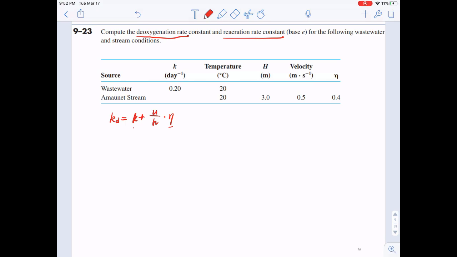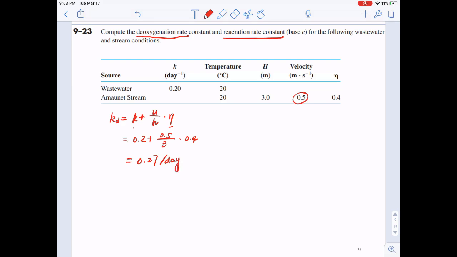So if we find out these parameters from the table here, we can plug in k equal to 0.2, and then u, we should use the parameter of the river water, which is 0.5, h is 3, and then multiply by 0.4. So we can basically use this equation to calculate the deoxygenation rate. It turns out to be 0.27 per day.